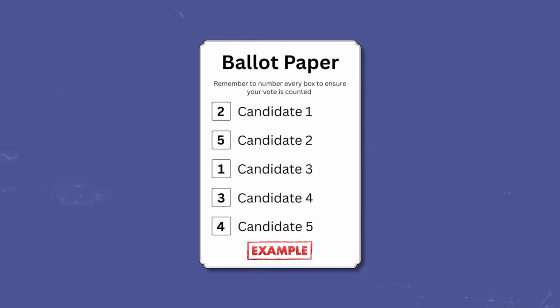So if there are 5 candidates, you have to rank them based on your preferences from 1 to 5, 1 being your most preferred candidate and 5 being the least one. And if your preferred candidate does not get enough votes to win, your vote goes to the next preferred candidate. This way, your vote still counts, even if your preferred candidate does not win.